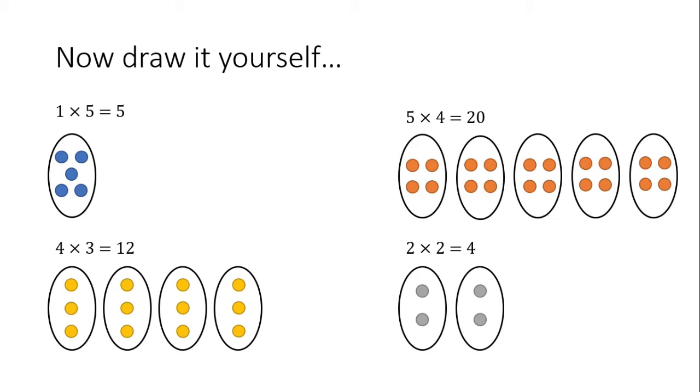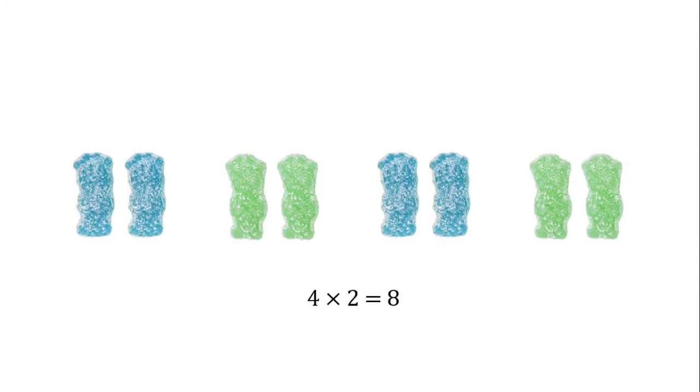I'm sure you did fantastic drawing your ovals and your dots inside the ovals, so I think it's time to move on. I think you're getting pretty used to this idea that the multiplication sentence tells you how many groups there are and how many there are in each group.